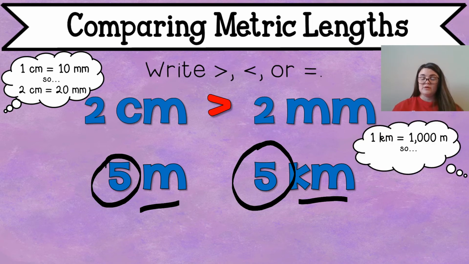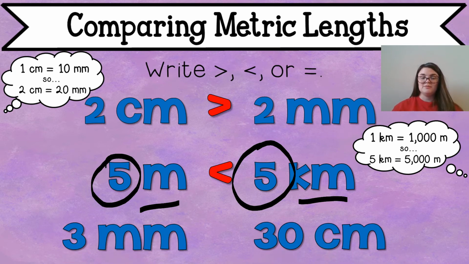The answer for this one is 1 kilometer is equal to 1,000 meters. So I know for sure that 5 kilometers is much bigger than 5 meters. With that being said, my comparison symbol would face towards the bigger number, towards the 5 kilometers, because those are so much larger than just 5 meters.